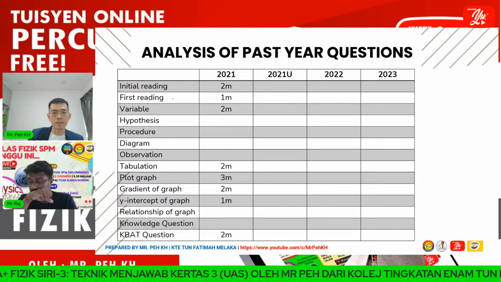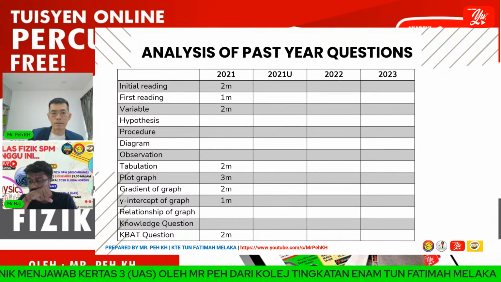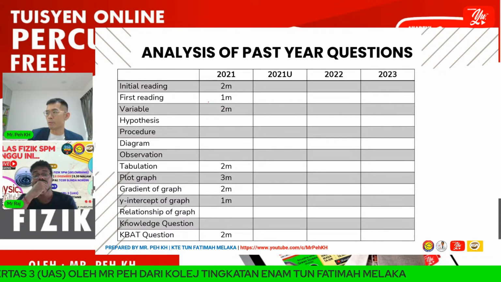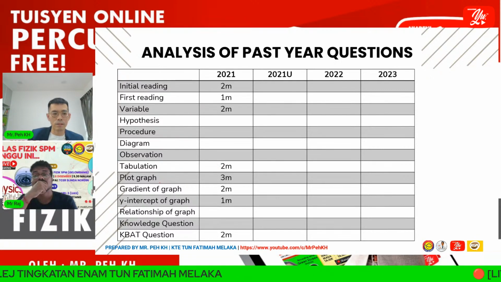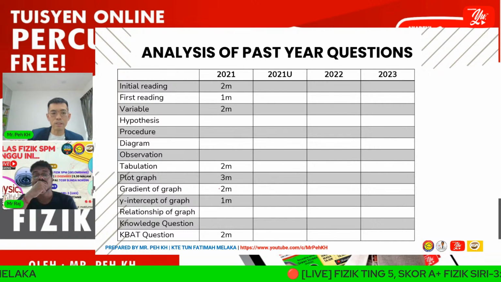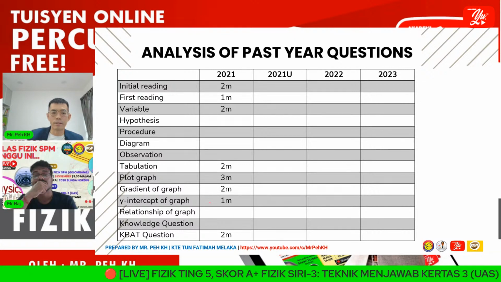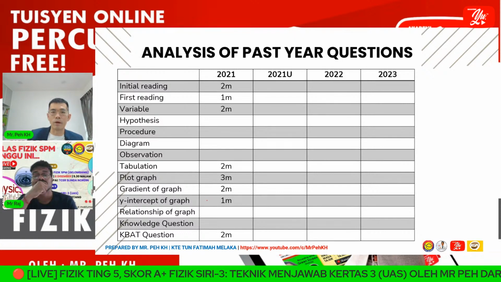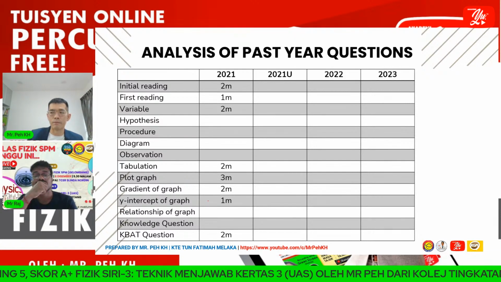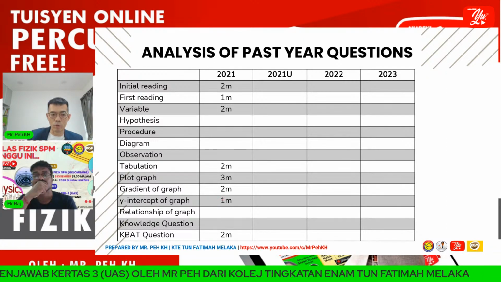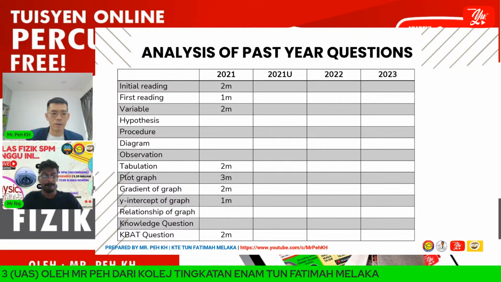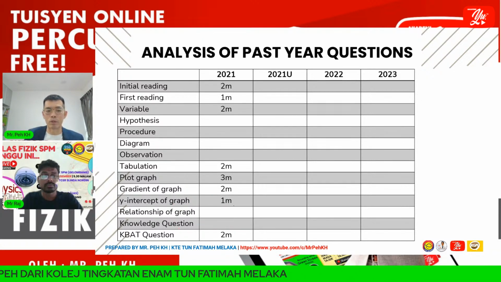Then first reading, for 1 mark, verbal here 2 marks. There will be manipulated variable, responding variable and controlled variable normally. Okay, and then tabulation 2 marks, plotting the graph 3 marks, gradient of the graph 2 marks, y-intercept. Okay, just like I mentioned to you. So where the y-intercept for experiment 3.3, they will define the value of EMF when shown by the y-intercept of the graph. Okay, and then 2 marks question for KBAT question.